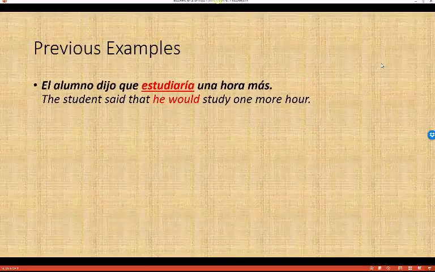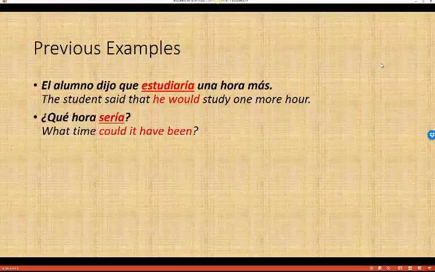And now let's look at the previous examples in Spanish. El alumno dijo que estudiaría 1 hora más. So the student said, he made this statement that he would study 1 more hour. Probability, possibility that he would do it. Did he do it? We don't know. ¿Qué hora sería? So, what time could it have been? I wonder what time would it have been when the accident happened, because I didn't hear it, and it was right in front of my door. ¿Qué hora sería?